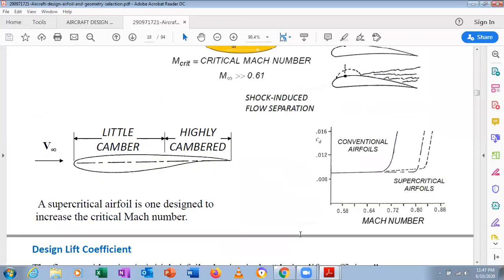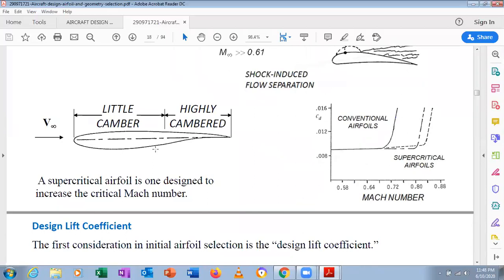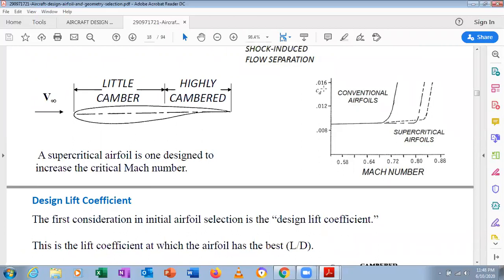And we can see these are called supercritical airfoils, which are highly cambered airfoils. You can see a little camber here, it is highly cambered. A supercritical airfoil is one designed to increase the critical Mach number. So supercritical airfoils are the type of airfoils used to increase the critical Mach number. You can see the Mach numbers for conventional airfoils and supercritical airfoils, around 0.6, 0.7, 0.68, 0.69. Supercritical airfoils are used mainly in the supersonic regime.